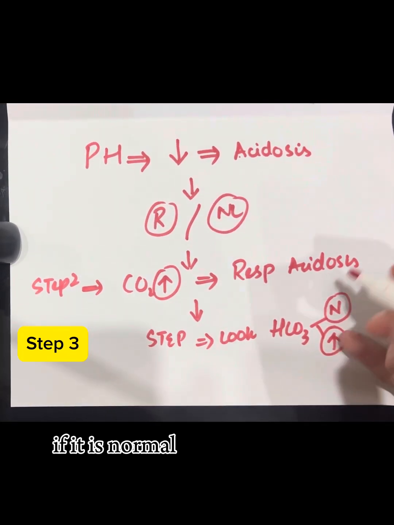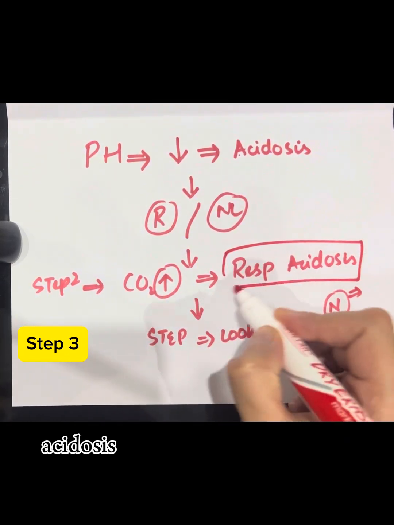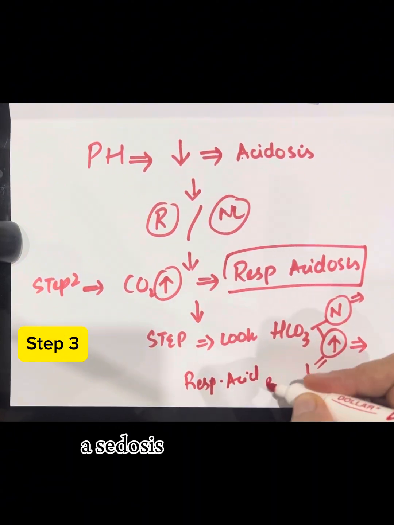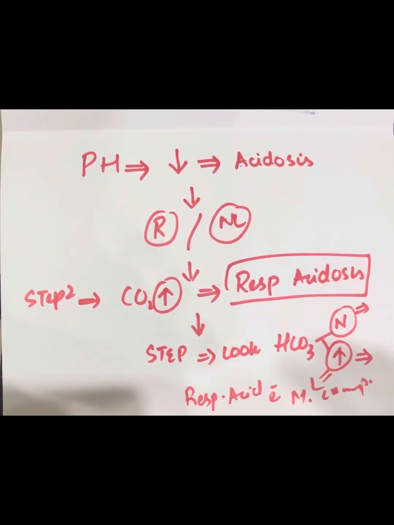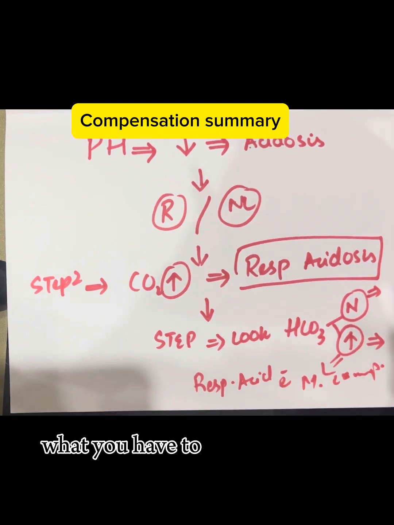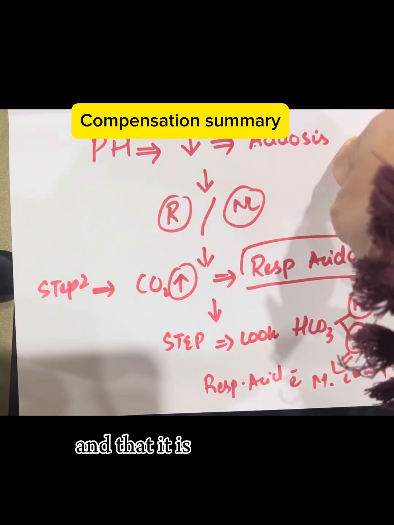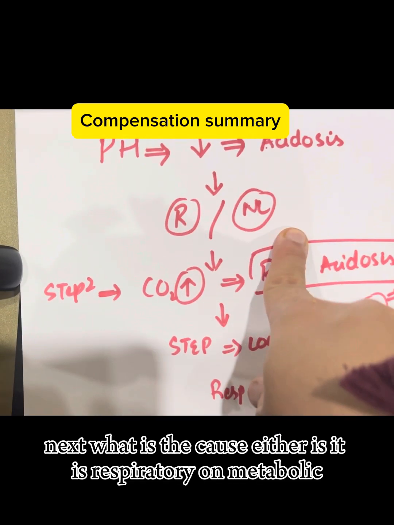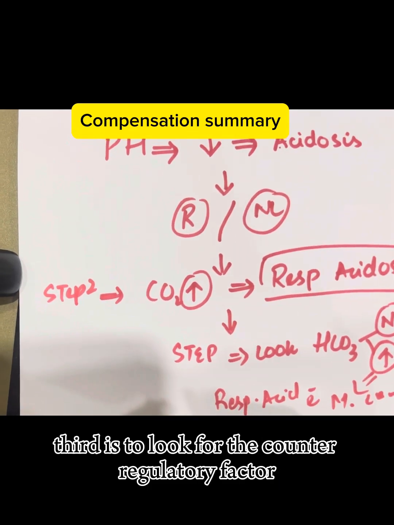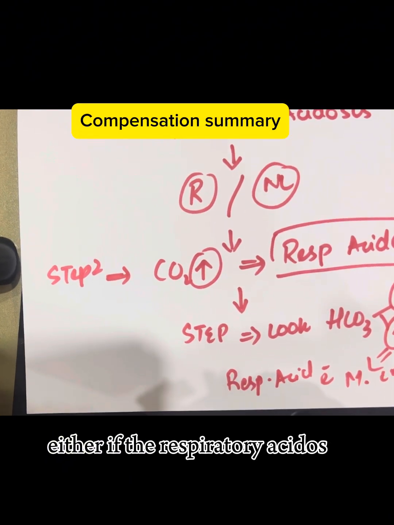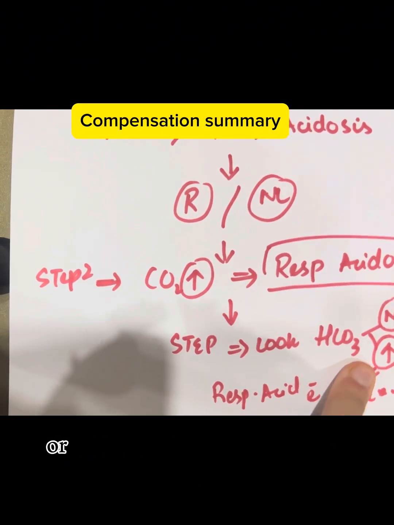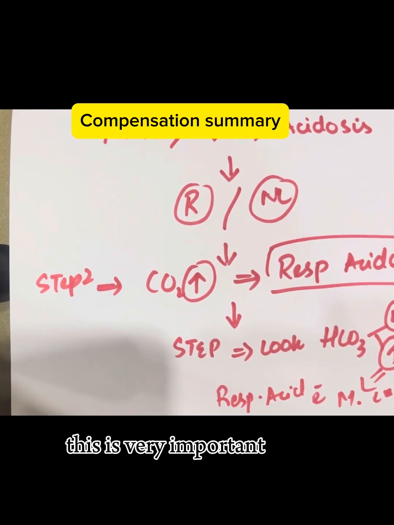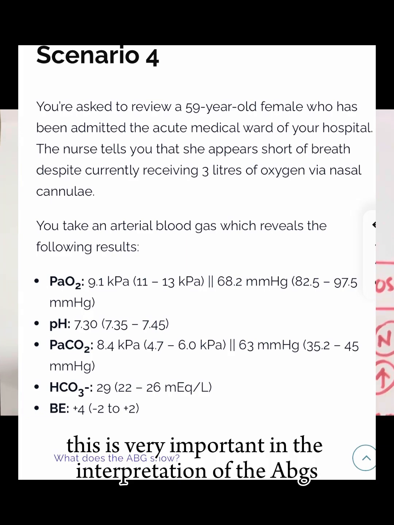If it is normal, it means it is just respiratory acidosis, and if it is increased, then it is respiratory acidosis with metabolic compensation. So in case of compensation, what you have to see is, first, what is the diagnosis, either acidosis or alkalosis. Next, what is the cause, either respiratory or metabolic. Third is to look for the counter-regulatory factor: if respiratory acidosis is going on, whether there is any change in the metabolic part, or if a metabolic acidosis is going on, whether there is any change in the respiratory part. This is very important in the interpretation of ABGs.